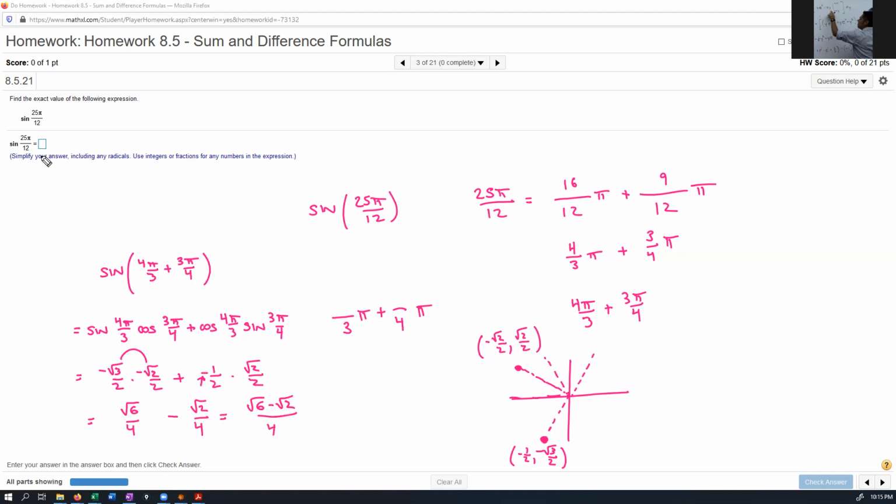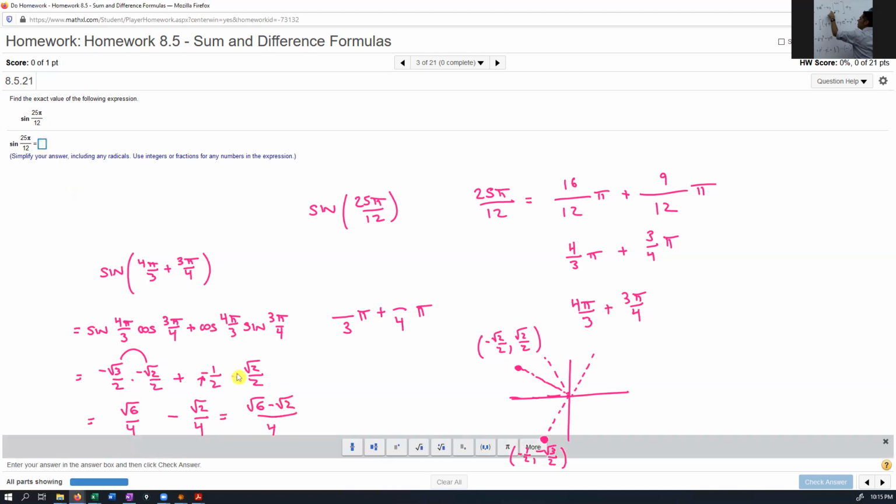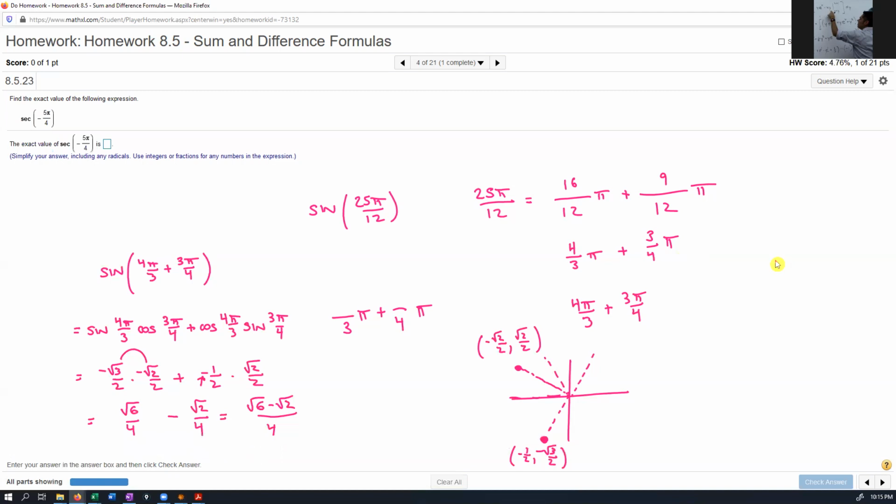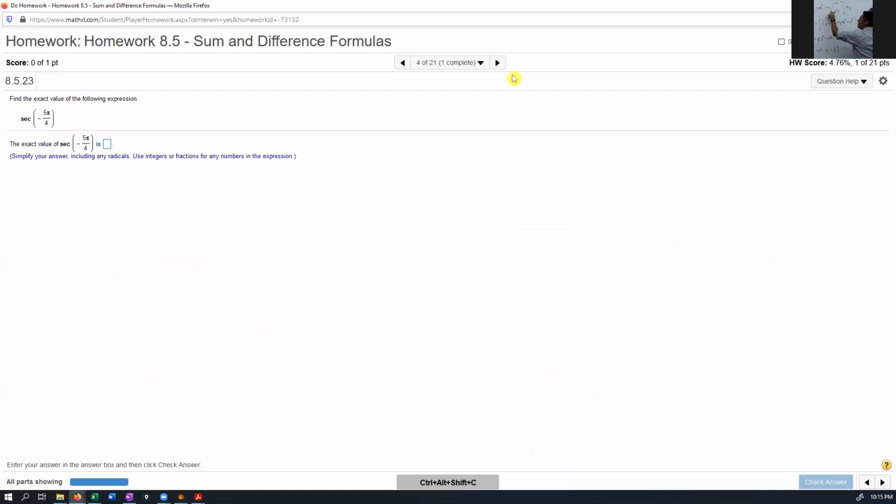Let me type this answer in. It's a fraction: square root of 6 minus square root of 2 over 4. Let me check that. Good job, good job. Okay, recording, yes. On these, I think I'll do one more. If there's another one after this, I think I'm going to go past it.